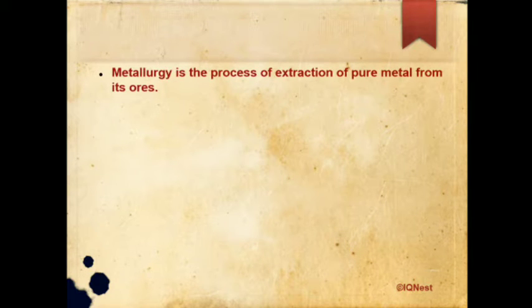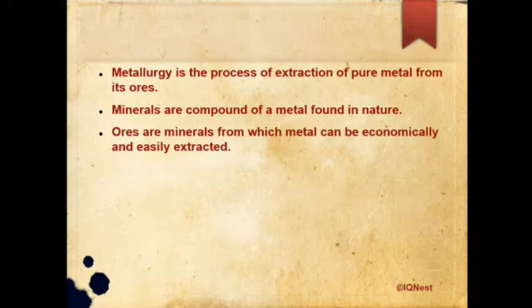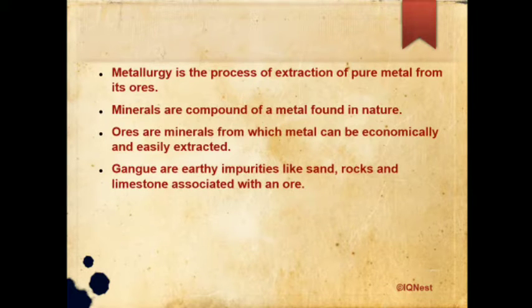So the first point is, metallurgy is the process of extraction of pure metal from its ores. The next point, minerals are compounds of a metal found in nature. Ores are minerals from which metals can be economically and easily extracted. Gangue are earthy impurities like sand, rocks and limestone associated with an ore.